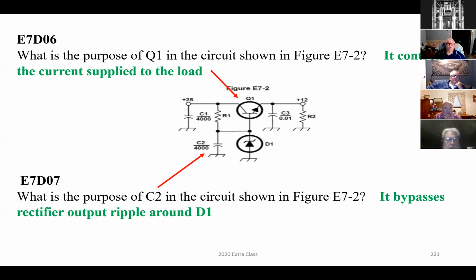Alrighty, what is the purpose of C2 in the circuit shown in figure E7-2? It bypasses rectifier output ripple around D1.